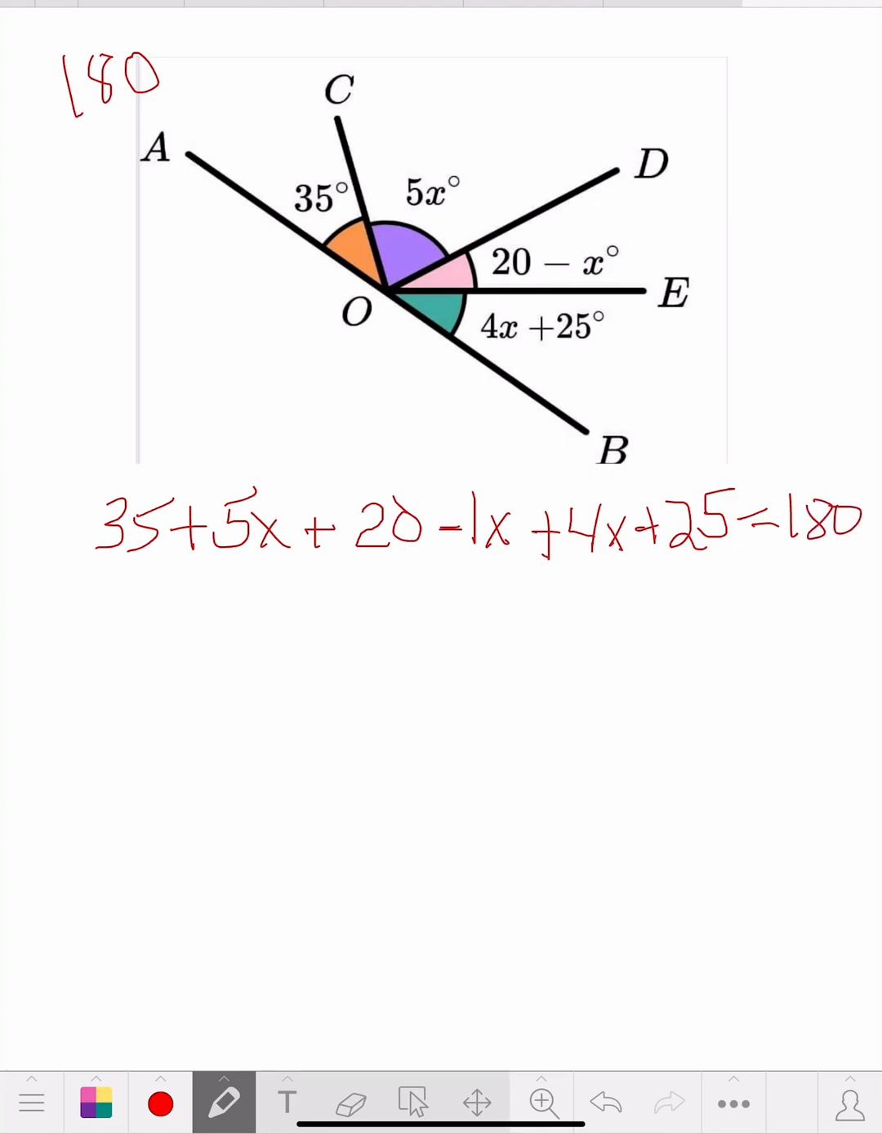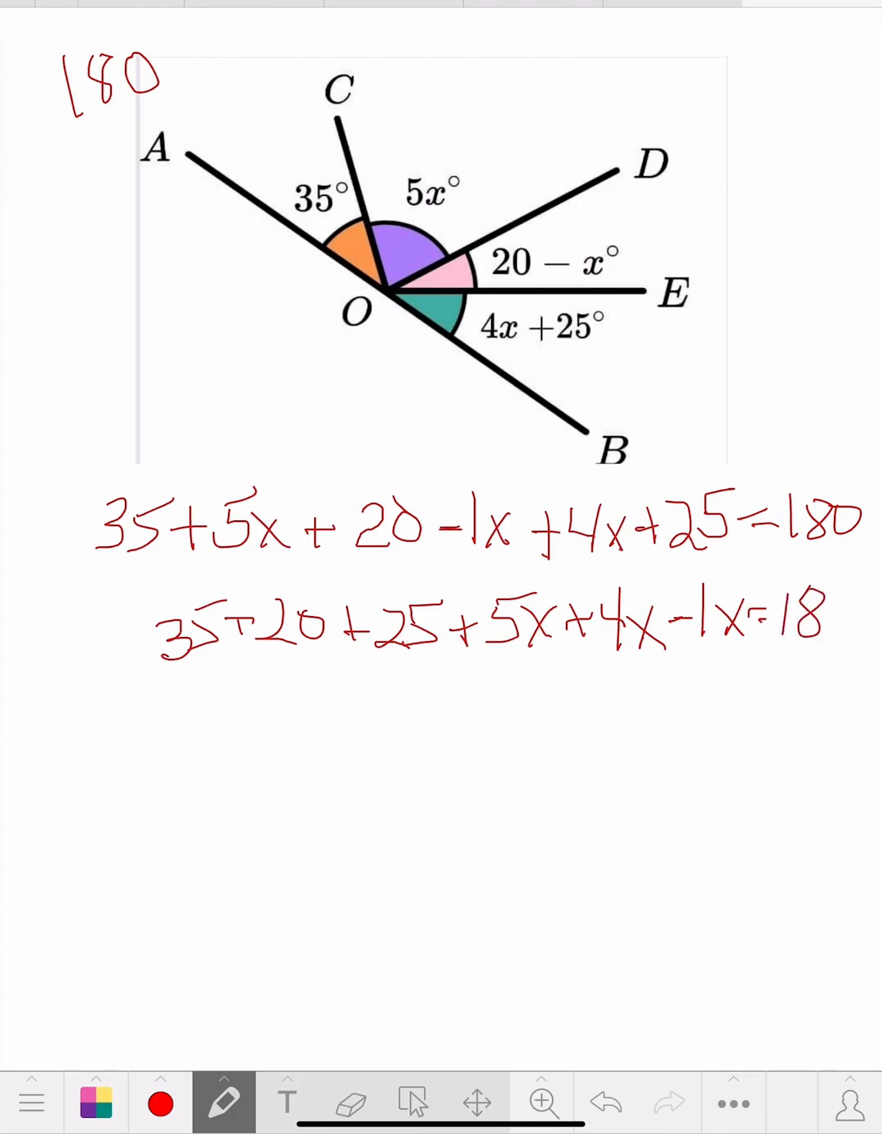We know that to be true. Now let's start combining like terms, putting things together. I'm going to write all the numbers together: 35 plus 20 plus 25. That's all the whole numbers. Now we've got the x's: 5x plus 4x and minus 1x. And that equals 180.